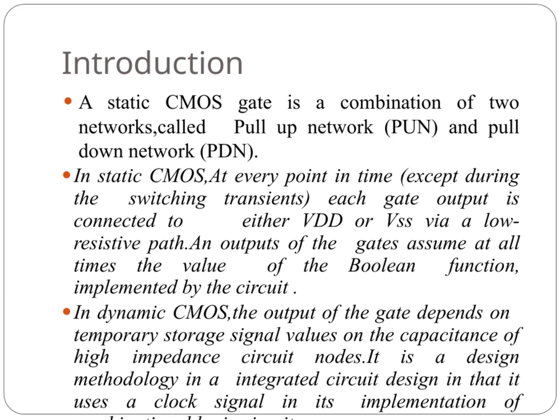On the other hand, dynamic CMOS works differently. Here, the output depends on temporarily stored signal values held by the capacitance at nodes with high impedance. Dynamic CMOS circuits use a clock signal to control the operation, which makes it a unique design method in integrated circuit design for implementing combinational logic. This distinction between static and dynamic CMOS is crucial when choosing the right approach for a specific application.